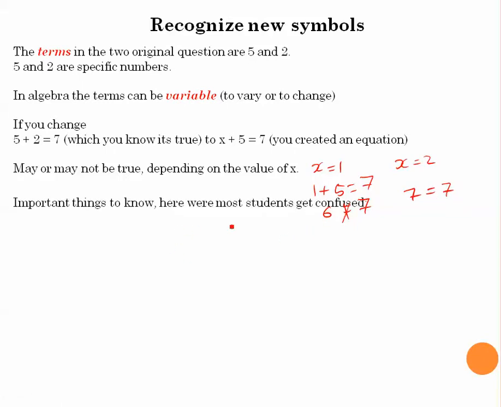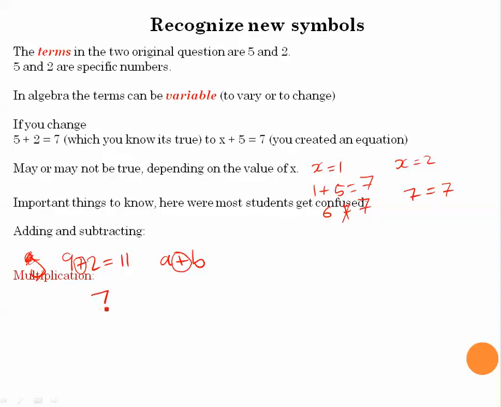Important thing to know, where most students get confused: adding and subtracting in algebra is the same as in basic arithmetic. So let's say 9 plus 2 is equal to 11. Same, you can see the plus sign is the same as in algebra, it wouldn't be changed. But in multiplication, here you should be careful.